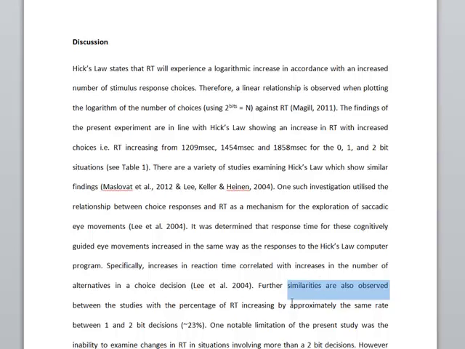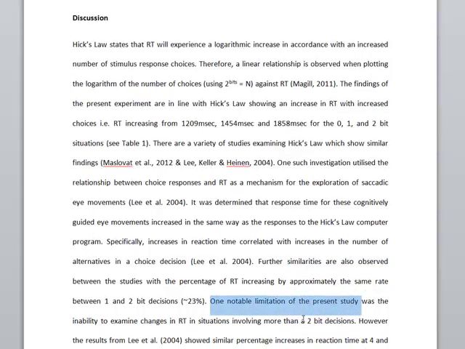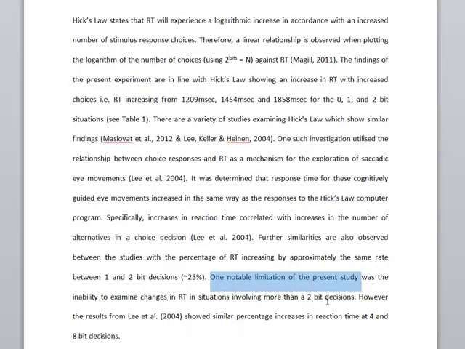Maybe there's some part of it that's not. So one notable limitation, meaning there's something different in it. And then I've described, or in this example, it's described what the differences are. So we're looking for language here. We're looking for things that say it's similar, it's different, it's comparable, in contrast. These are all linking words that compare and contrast your findings with previous experiments.